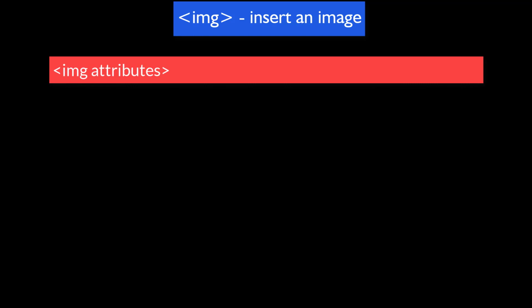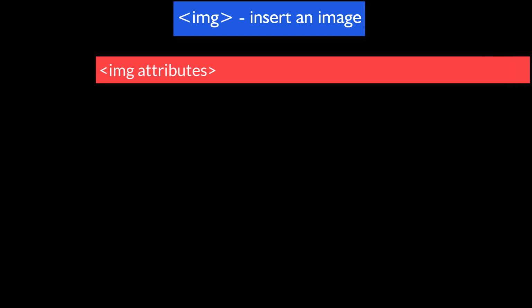The IMG element. Insert an image. Images come from many sources and in a variety of formats. HTML uses the IMG element to indicate where an image should be rendered and placed on the page. The syntax is just a start tag with attributes. An end tag is forbidden. An image element has no content.